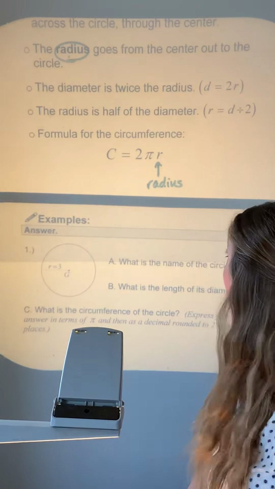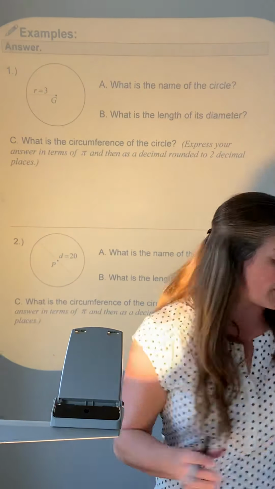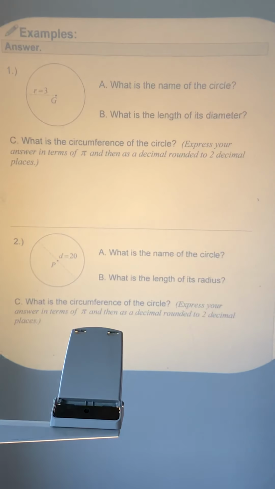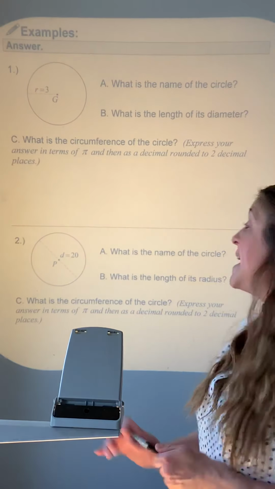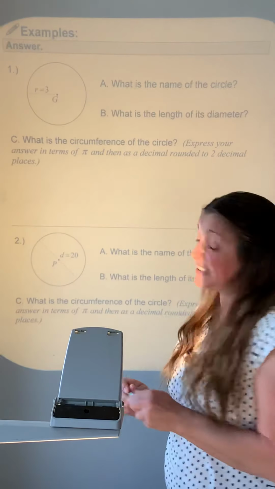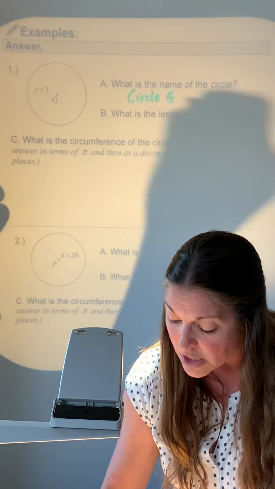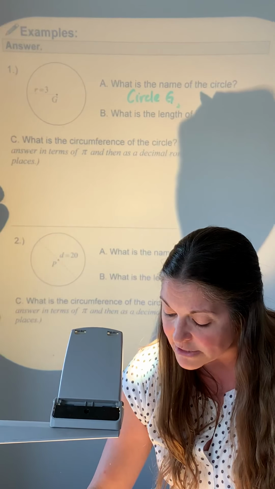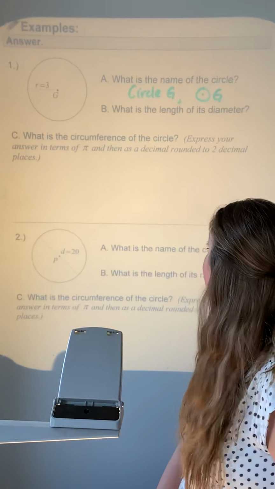Right here, I've given you a few circles, and I want you to answer some questions about them. First, we've got our circle right here, and we want to know what the name of the circle is. We said that we name the circle by the center, so we would call this circle G, or of course you could be fancy and do the circle symbol with the dot and then the letter G.